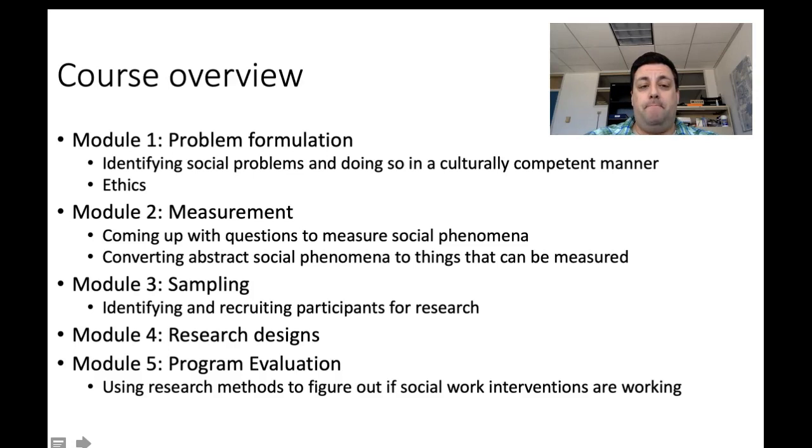Module 2 is measurement, and that's coming up with questions to measure social phenomena. That's effectively converting these abstract social phenomena into numbers. These things that can be analyzed. Module 3 covers sampling, which is all about identifying and recruiting participants for research. Module 4 covers research designs, and then Module 5 covers program evaluation, which is simply applying our research methods to figure out if our social work interventions are working.